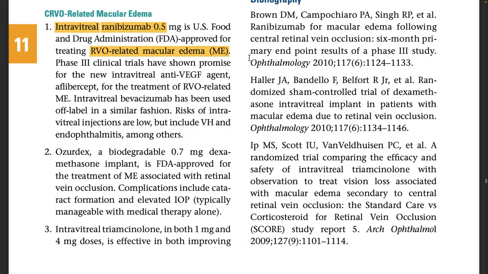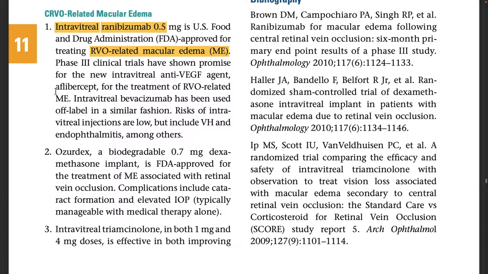So if money is there, you go for Lucentis, ranibizumab. If money is less, you go for bevacizumab. If money is very little, you go for TA. So you have intravitreal ranibizumab 0.5 mg for RVO-related macular edema.